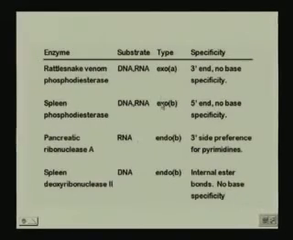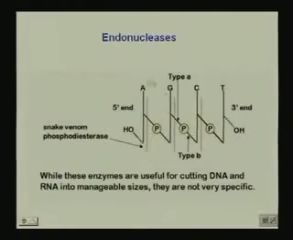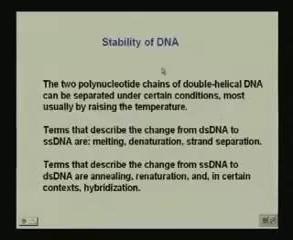You have pancreatic ribonuclease A, that is on the 3' end. It has a preference for pyrimidine, and its type is endo. It is an endonuclease because it cleaves in the middle and it is a B type. Okay? So, this is as much as we are going to do about the endonucleases or the nucleases in general, because we study the mechanism of ribonuclease in detail.